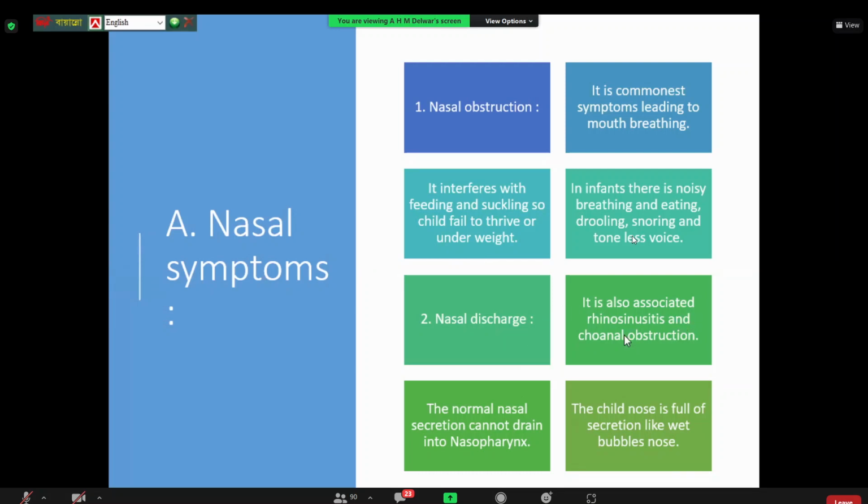Nasal discharge is also associated with rhinosinusitis. I told you about rhinitis and sinusitis and choanal obstruction. Nasal discharge occurs because the secretion of the nose is not clearing through the nasopharynx and going to the pharynx, where it is absorbed or swallowed.